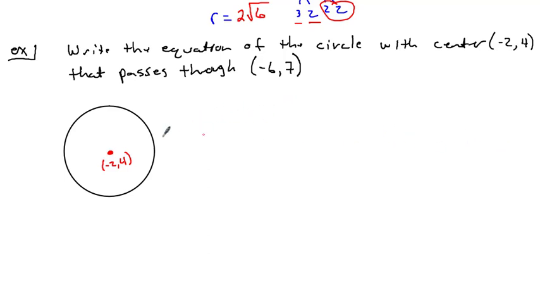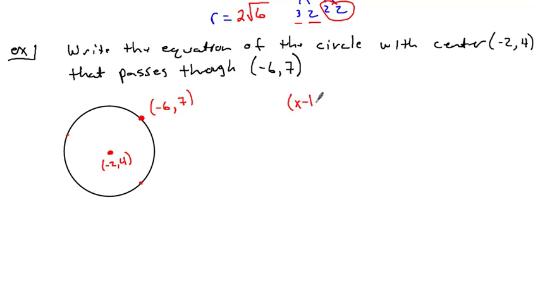Now that's a little tricky to think about, right? Where does it go over here? Does it go over here? Does it go over here? Well, for the purposes of your picture, it doesn't really matter. Okay, so you can put it anywhere. So we'll say that point is right here. It's -6, 7. And we want to write out the equation.